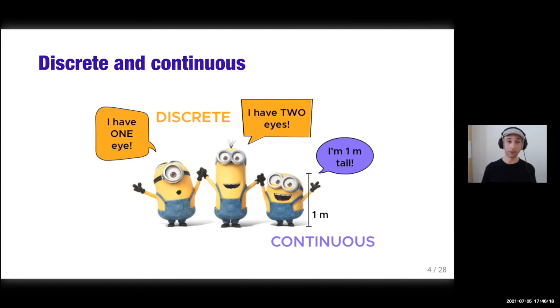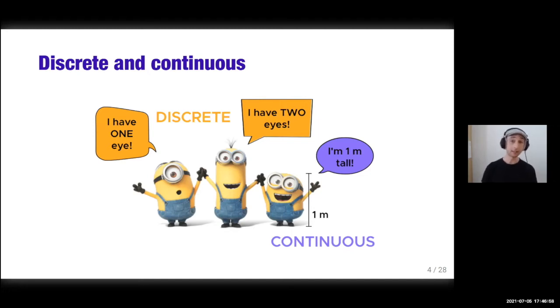The two minions on the left say that one has one eye, and the other has two eyes. That is a discrete probability distribution because minions can have one eye or two eyes or three or four, and they cannot have any value between these numbers. At least in principle, you can only have one eye or two, but you cannot have 1.2 or 1.5 eyes. That's why it's called a discrete probability distribution: within any two values, you cannot have any other value.